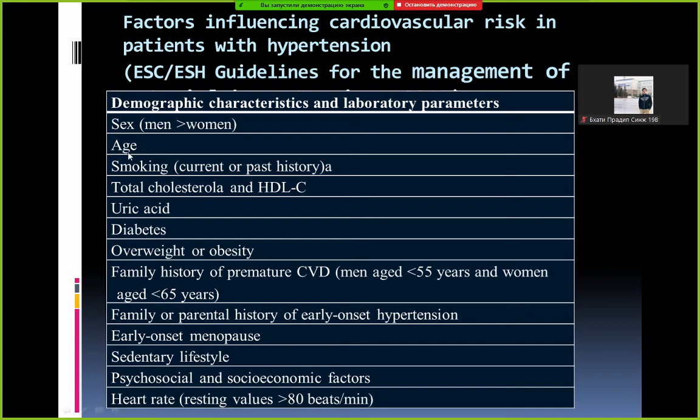Age, more than 60 years, smoking, high level of total cholesterol or high level of high density lipoproteins, high level of uric acid, presence of diabetes mellitus, presence of overweight or obesity, presence of family history of premature cardiovascular diseases, family or parental history of early onset hypertension, early onset menopause in women, sedentary lifestyle is very important risk factor, social and socioeconomic factors, and the last, heart rate, resting values more than 80 beats per minute.